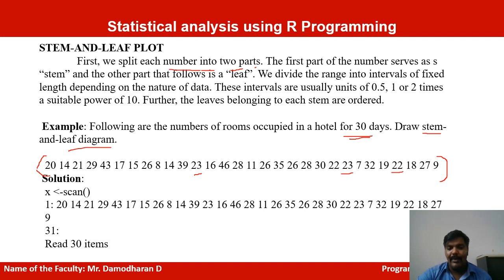So 22 will become twice. Based on this number we are going to create the stem and leaf. First we will scan all the numbers into X. So all the values are loaded in X. It will come 30 at a time.